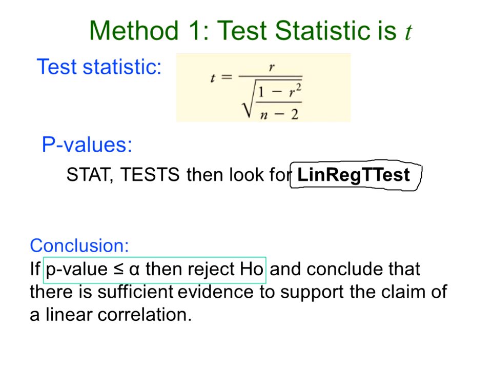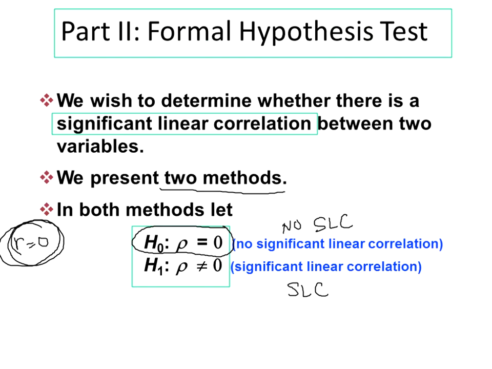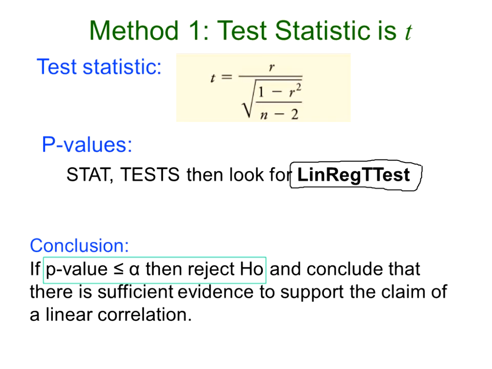It looks like it was fine on this last slide, when I was talking about how we have to go through a formal hypothesis test to determine whether or not we have a significant linear correlation. Everything seemed to be okay on that slide, and then I think I lost my connection when I was talking about this one.